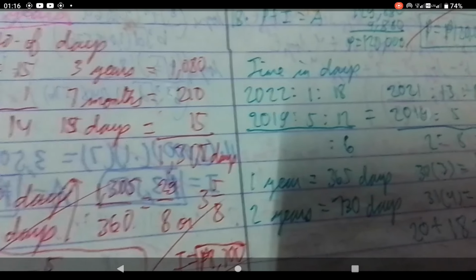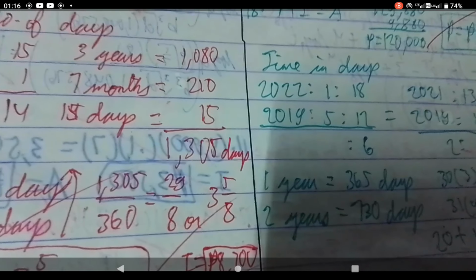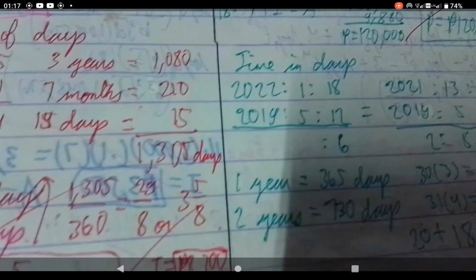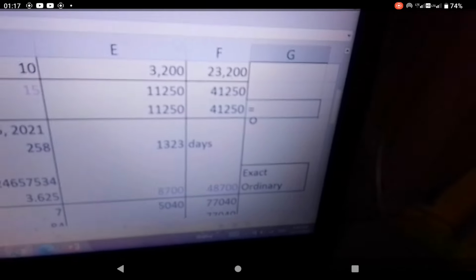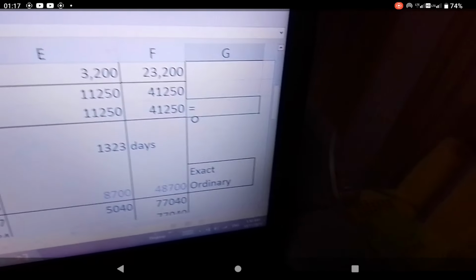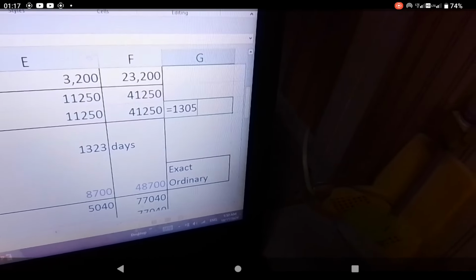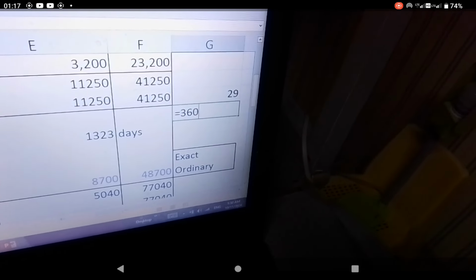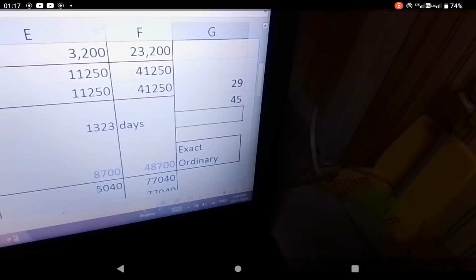And then, for the future amount, we add them like that. And you're supposed to get this amount of 48,700. This is what I did, the product. Now, looking at my solution sheet, this is what I did. Remember, 1 year is equivalent to 360 days. But for the 1,305, I divide it. So, what did I divide it by? 8 times what gives you 360? And that's 45. So, I divide that by 45 and you're supposed to get 29 over 8.